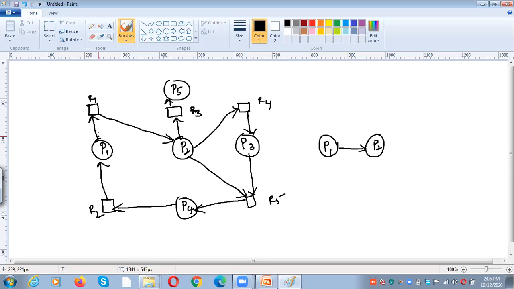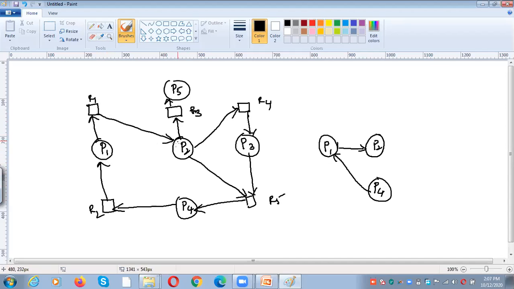So P1 is requesting R1. R1 is allocated to P2. So directly, P1 is waiting for P2. And then P4 is requesting R2 and it is allocated to P1. That means P4 is waiting for P1 indirectly. Why? Because the resource R2 is allocated to P1. So P4 is waiting for R2 and R2 is allocated to P1. So indirectly P4 is waiting for P1. So P1 connections are over.